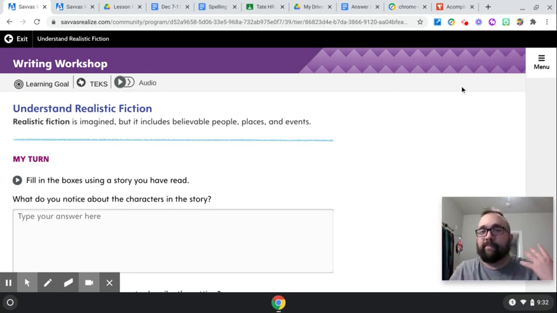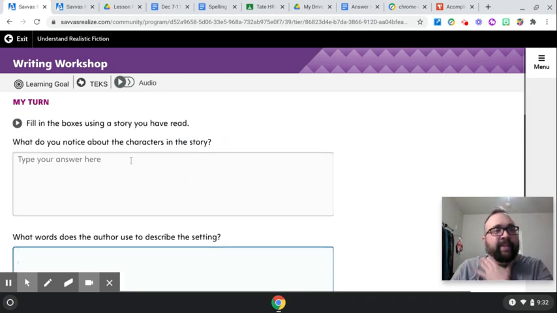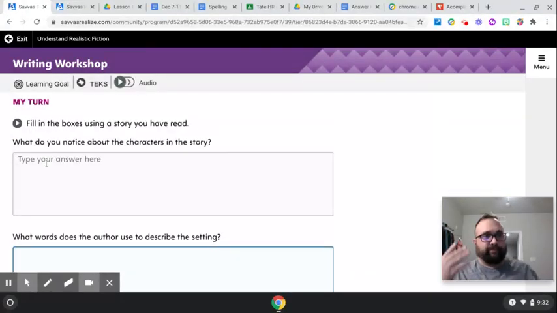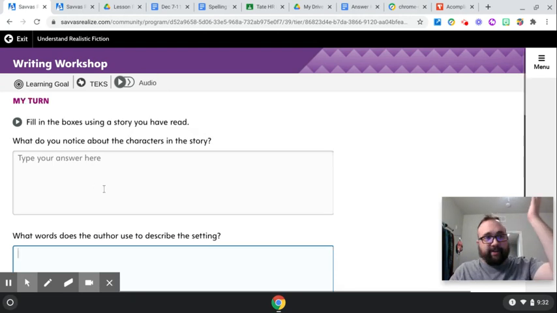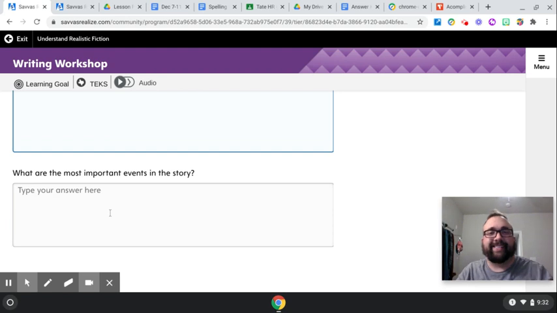And you can always let me know in the comment what book you chose. I would love to know so I know what I can go and read, okay? So, choose a book and then use that book, okay? What do you notice about the characters? What words does the author use to describe the setting? And what are the most important events in the story?